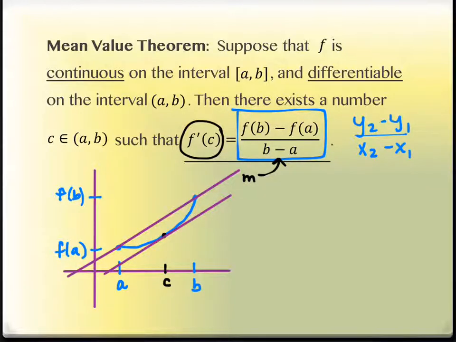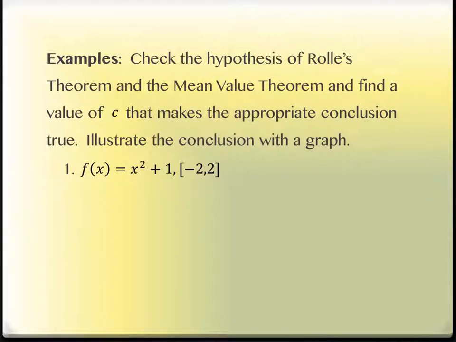Okay? All right, let's actually do an example so that you can see how this actually works in practice. All right, the directions say to check the hypothesis of Rolle's theorem. There are 3 conditions in the hypothesis that we have to check, okay? So we will look at those as we check this. We're going to check the hypothesis of the Rolle's theorem and the mean value theorem. And we're going to find the value of C that makes the appropriate conclusion true. And then we're going to justify that with a graph, illustrate it with a graph.